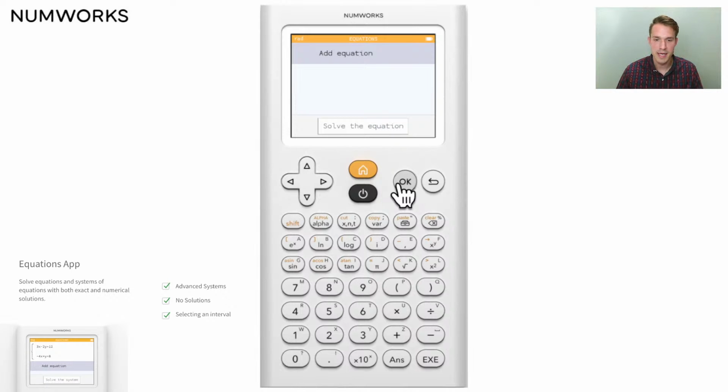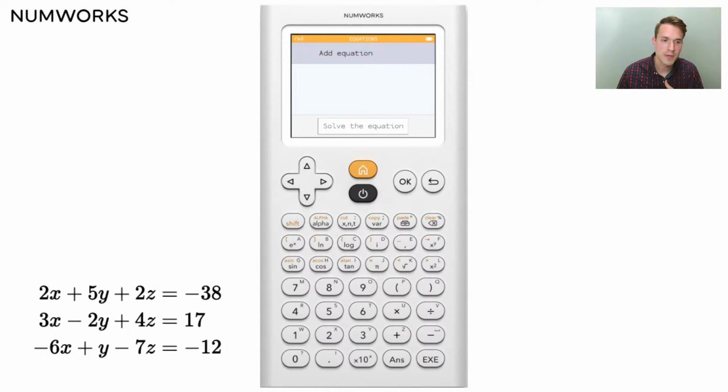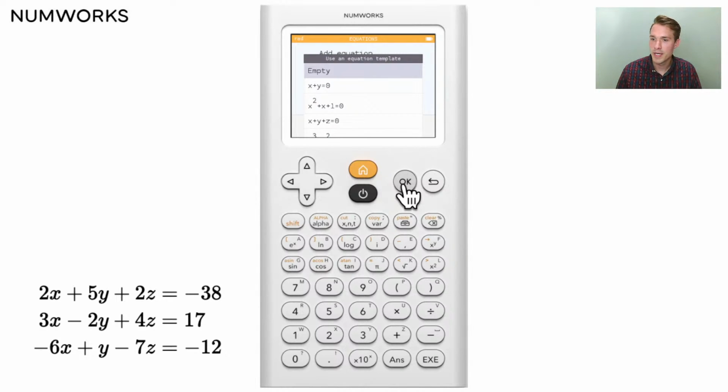So in the Equations app, in the intro webinar a couple weeks ago, we explored how the Equations app can solve equations and system of equations, and at the time I just did 2 equations with 2 unknowns. And I just want to make a comment that you're not limited to 2 equations and 2 unknowns. In fact, that system of equations we looked at with our matrices could be solved with a system of equations in the Equations app. So I'm going to click OK to add an equation.